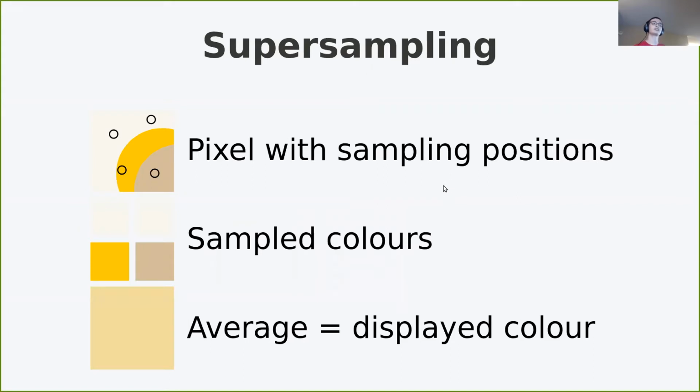And here is another visualization. What's going on with all the samples is we calculate a bunch of samples and we get a different color on each sample. And then we average the colors of the samples to get the final color for that particular pixel.